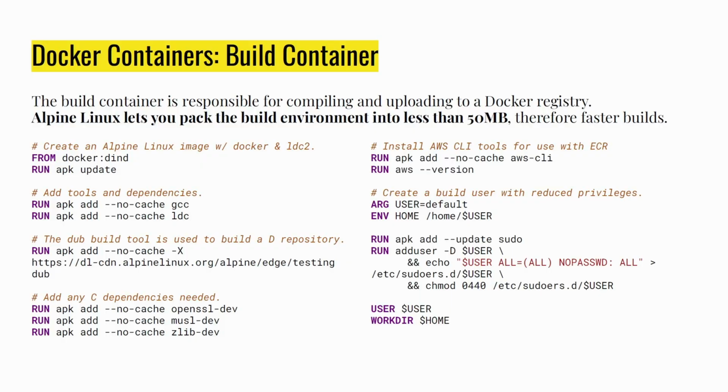So in this case, I'm using a distribution of Linux called Alpine Linux, which is very small. It's like 5 megabytes or something. You can put a compiler on it. In this case, I'm using LDC, and that's it. And there's not much else to it. A few compatibility libraries, and that's it.